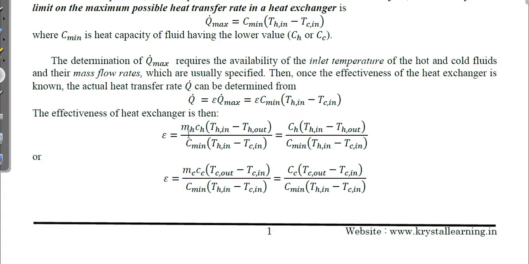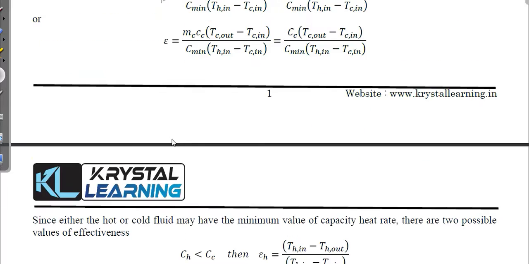Effectiveness is defined in two ways, that is for hot fluid, EH, and for cold fluid, EC. For the hot fluid it is MH CH, TH inlet minus TH outlet, divided by the maximum rate. The maximum heat transfer rate will be the same in both cases. Just see these two definitions, it will be the same, but it will depend upon the minimum value. What will be the minimum value, that of the cold fluid or the hot fluid? Depending upon that, the formula will change.